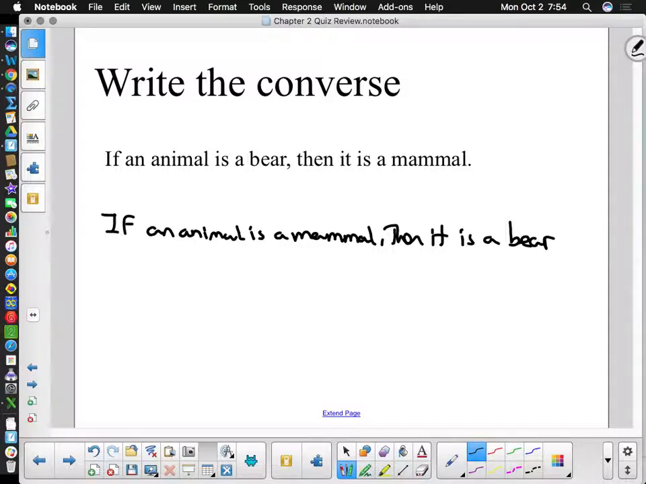By the way, is this a true statement, the first one? The top one? Yes. If an animal is a bear, then it's a mammal. Yeah, that's a true statement. Second one is not. Give me a counterexample. Prove to me it's not true. I'm a mammal. You're a mammal? I'm not a bear. Are you sure? Okay.